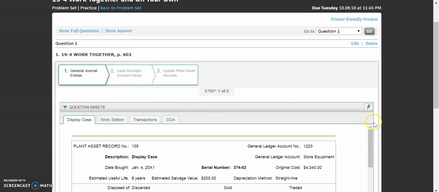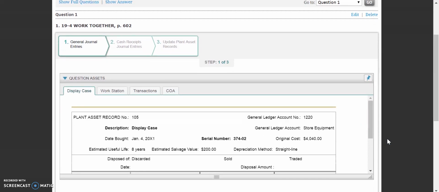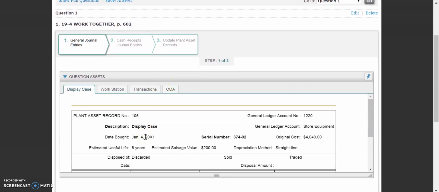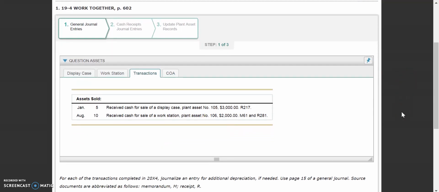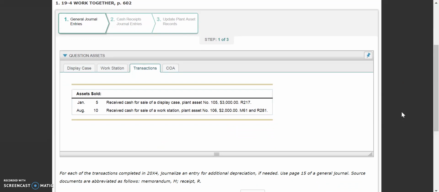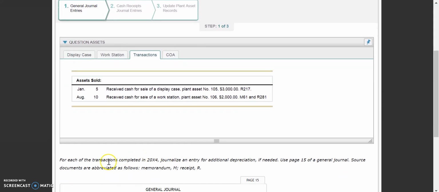So I just want to talk about what's in here on the first journal entry. We have our plant asset record for the display case, as well as for our workstation. We have the two transactions we're going to be doing for this step, and then also our chart of accounts. So let's look at our transactions here. It says that we have two assets that we sold, one on January 5th and then also on August 10th. It says that for this step, we'll be journalizing an entry for additional depreciation if needed. We'll be using page 15 of our general journal, and of course our source documents are M's or R's.